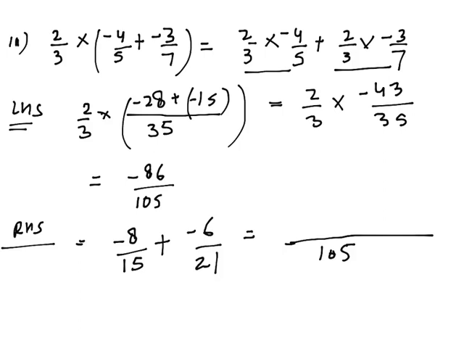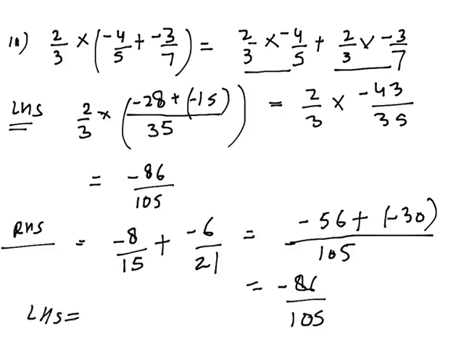So LCM of 15 and 21 is 105. We have to make 15 to 105, so we will multiply by 7. So here we will get minus 56. And here we have to multiply with 5. We will get minus 30 over here. Now we will add these two negative numbers. We will get minus 86 by 105. So clearly we have left hand side is equal to right hand side, hence proved.